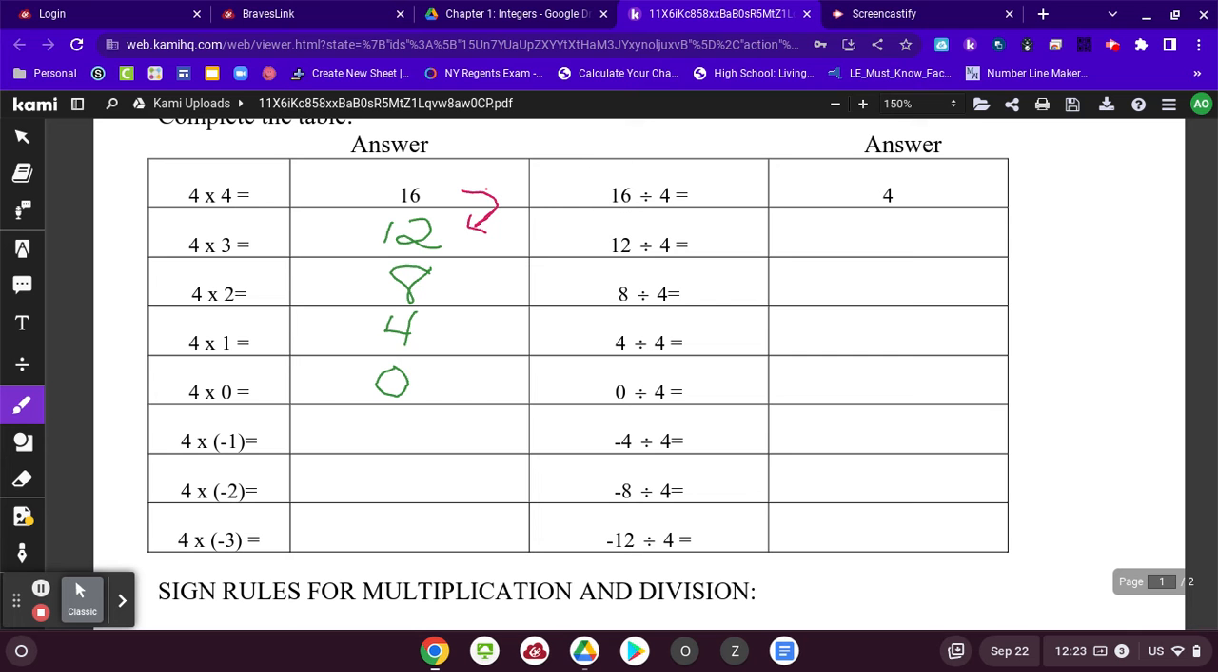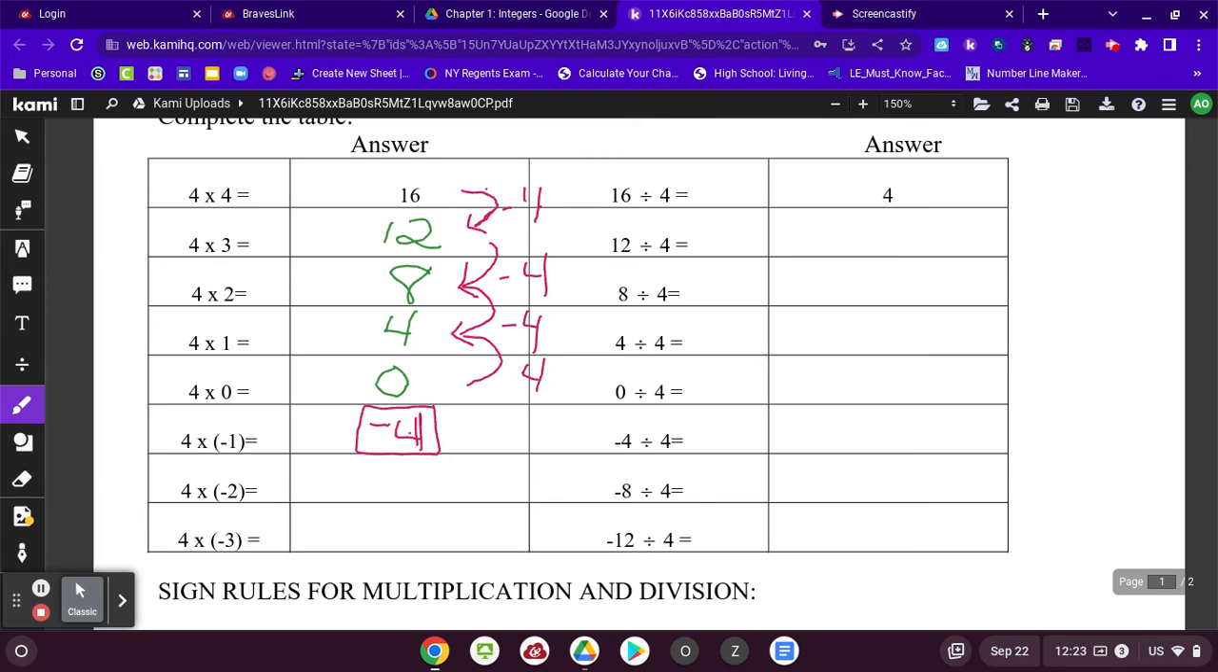So if we look here, we can see that 16 to 12 decreases by 4, and 12 to 8 decreases by 4. 8 to 4 minus 4. 4 minus 4 is 0. So as we decrease the number we're multiplying by, we are forced into what number has to go here based on this pattern of every time decreasing by 4. 0 minus 4 is negative 4.